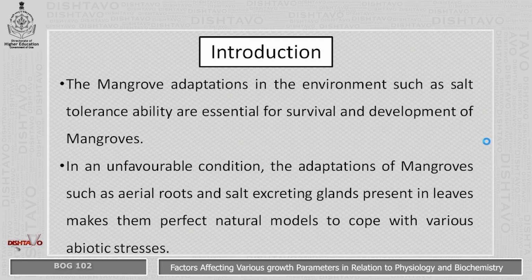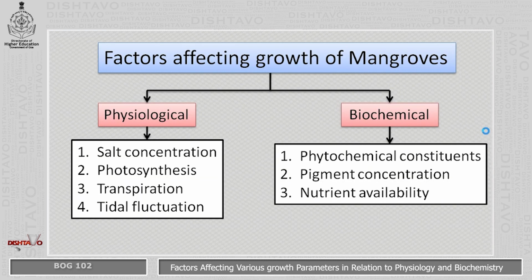Mangrove trees contain roots with a higher extent of gas exchange, while waterlogged conditions are suited for salt tolerance and salt regulation. The salt and soaking adaptations of mangroves are one kind of morphological and physiological trait for living in the tidal condition. Now let us learn about the factors affecting growth of mangroves in relation to physiology and biochemistry.